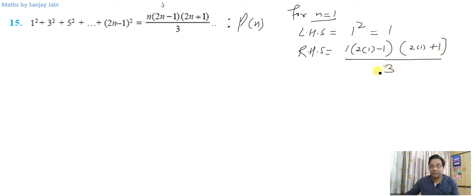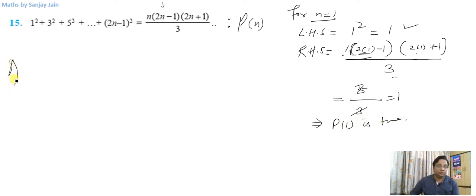divided by 3. So this will be 2 minus 1, that is 1. So I can leave that 1 because it's in multiplication. I can ignore this one, this is also 1. So this will be 2 plus 1, 3. So 3 by this 3 will give me 1, which was my left hand side. Hence P of 1 is true.